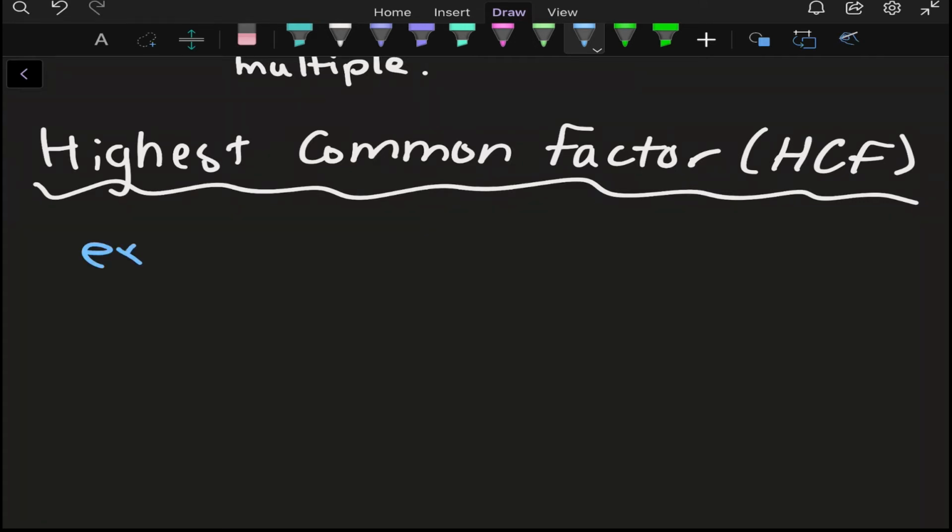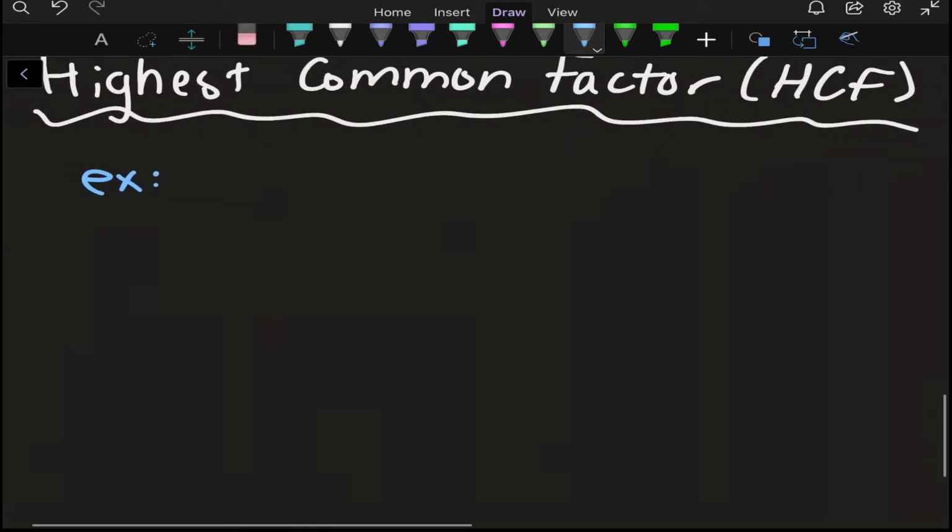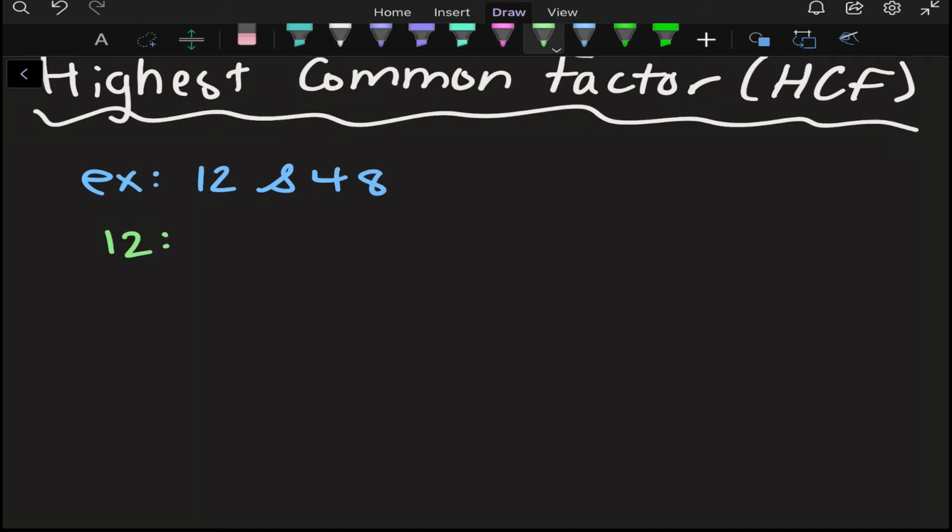So for an example, find the highest common factor of 12 and 48. First, we're going to take 12 and list all of its factors. The first thing we remember about factors is each number has 1 and itself. We can put that at the end because we know that's going to be the last one. Now we also know that 12 divided by 2 is 6, and 12 divided by 3 is 4. So those are all of our factors of 12.